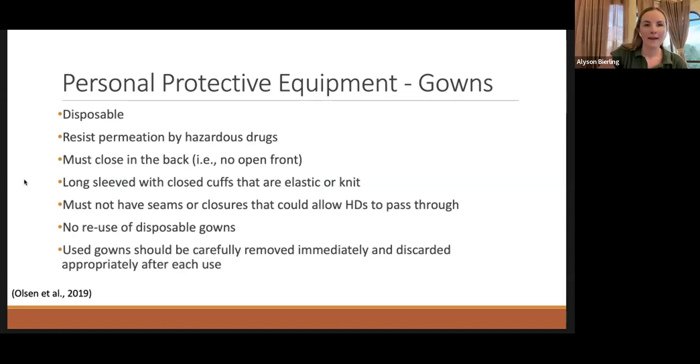The gown should have long sleeves with closed cuffs that are elastic or knit. And then they should not have any seams or closures that could allow hazardous drugs to pass through. And then we want to be careful when we're removing our gowns that we're not accidentally contaminating ourselves with something that might be on the gown.